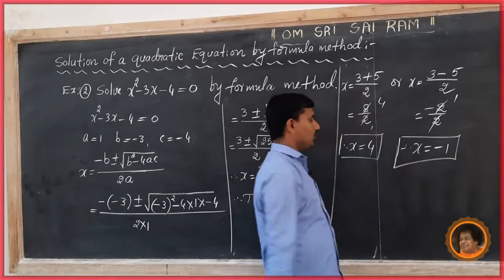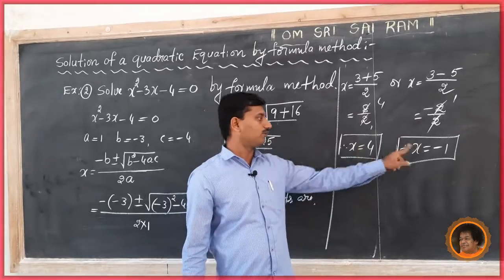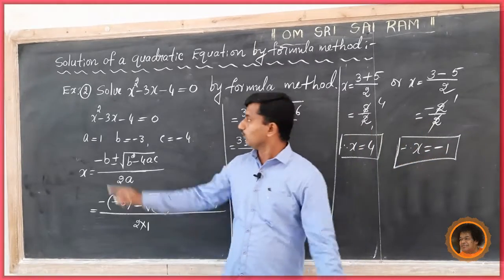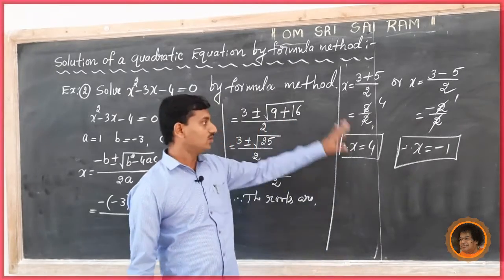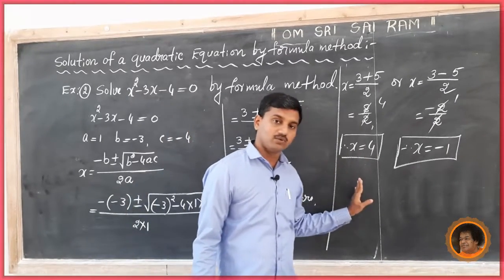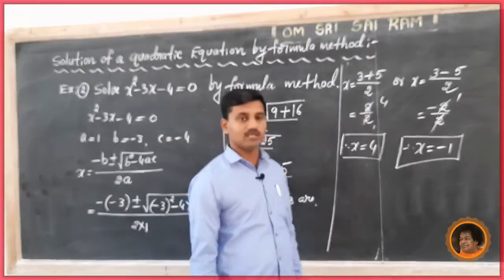So these are the roots of the quadratic equation. x equal to 4 and x equal to minus 1 are the roots of the quadratic equation x square minus 3x minus 4 equal to 0. So this method is known as the quadratic formula or the formula method.